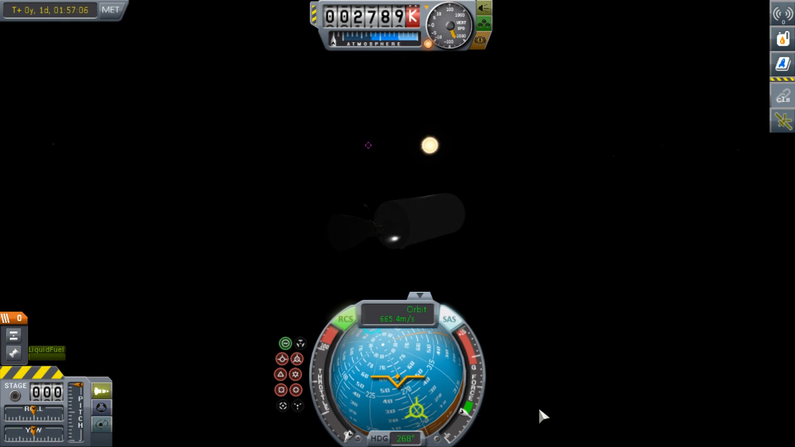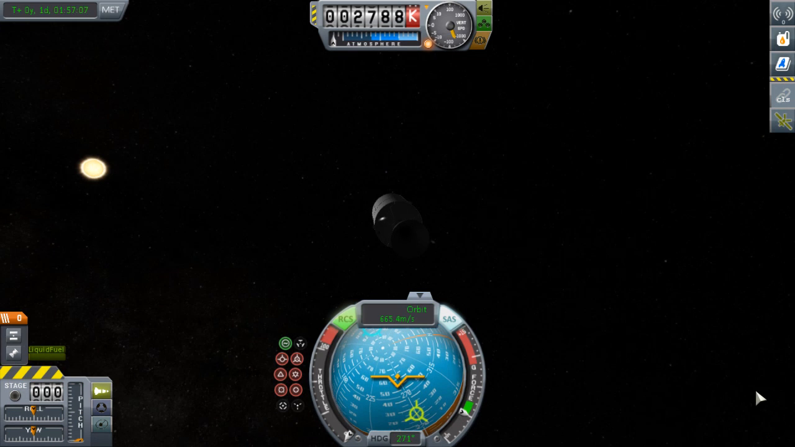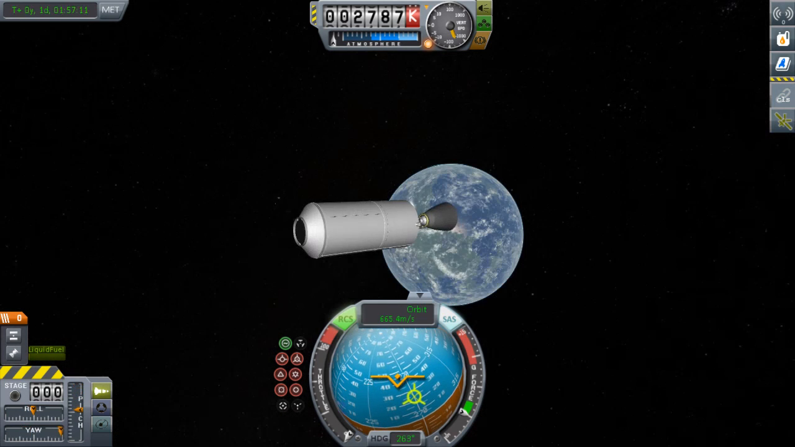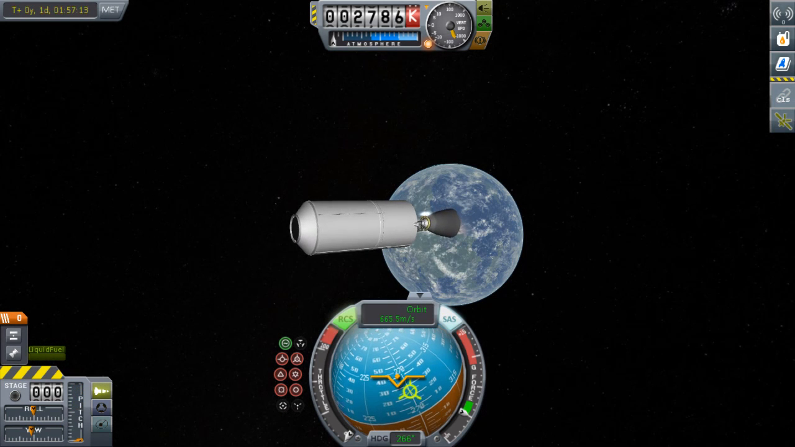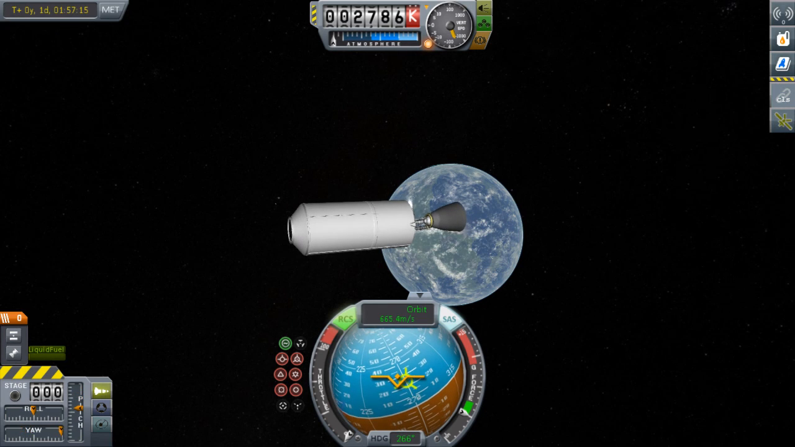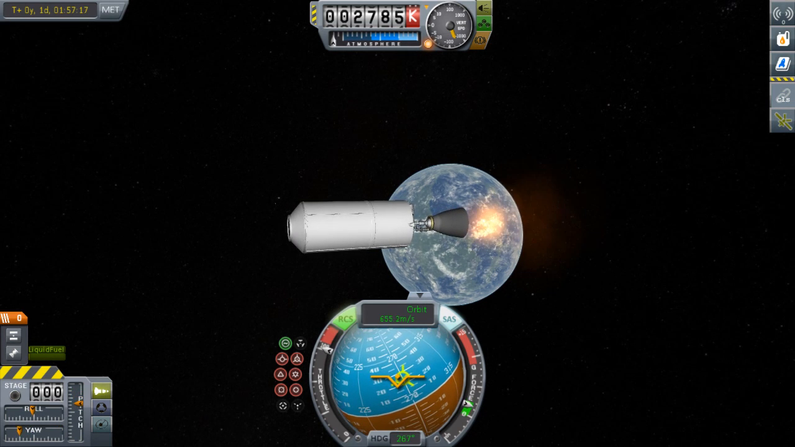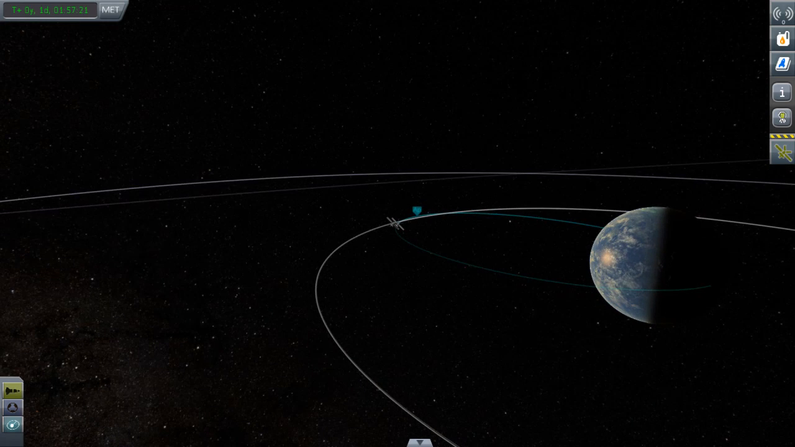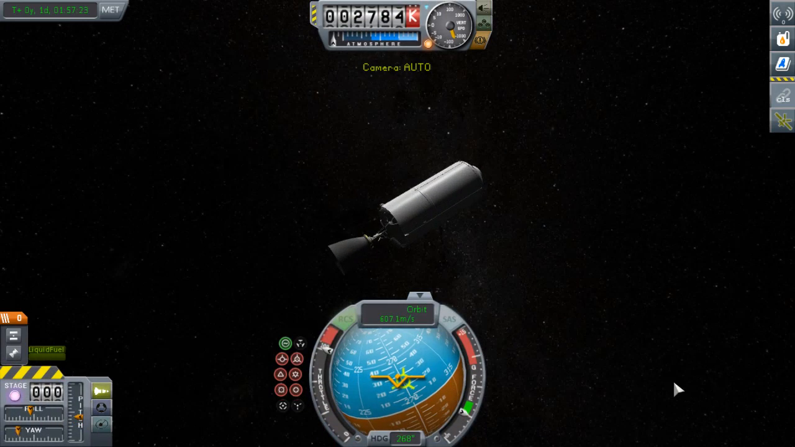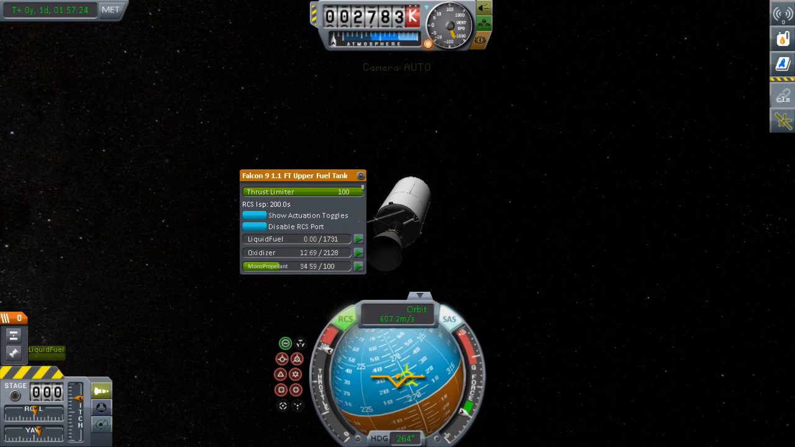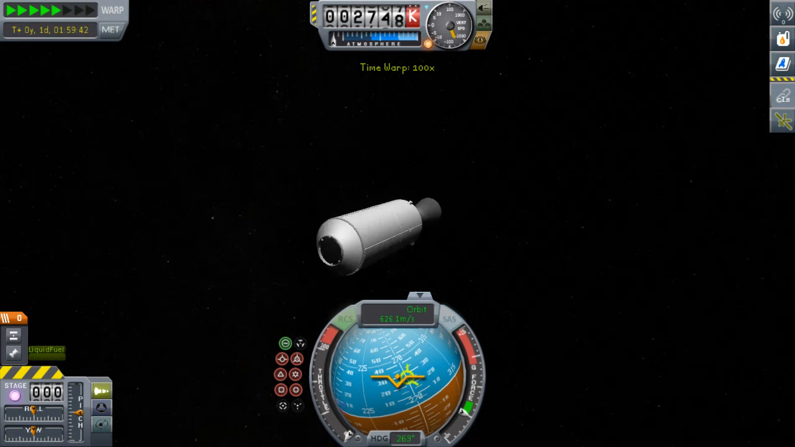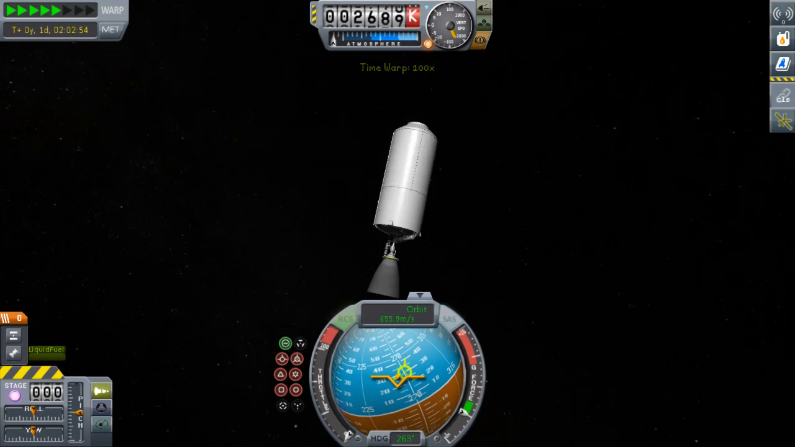And the final task of this mission is to reorient the second stage, and to fire the deorbit thruster, and to deorbit the second stage.